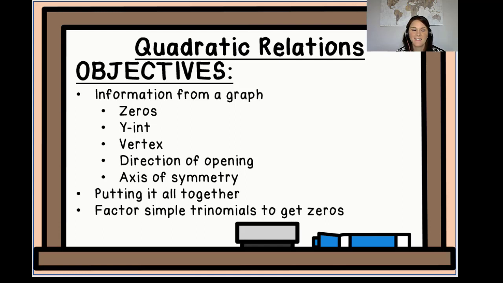Hi everyone. Today we are going to be talking about quadratic relations again, and we're going to be talking about the zeros, the y-intercept, the vertex, the direction of opening, and the axis of symmetry. And today we're going to be putting it all together. Also, we're going to be talking about factoring simple trinomials to get our zeros. All right, go ahead, grab your paper and pencil, and let's get started.